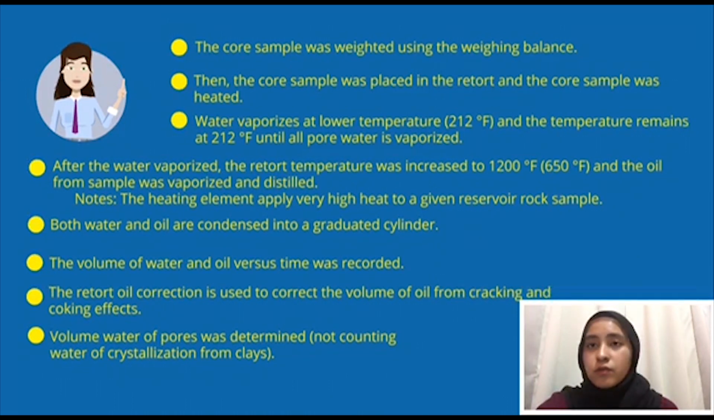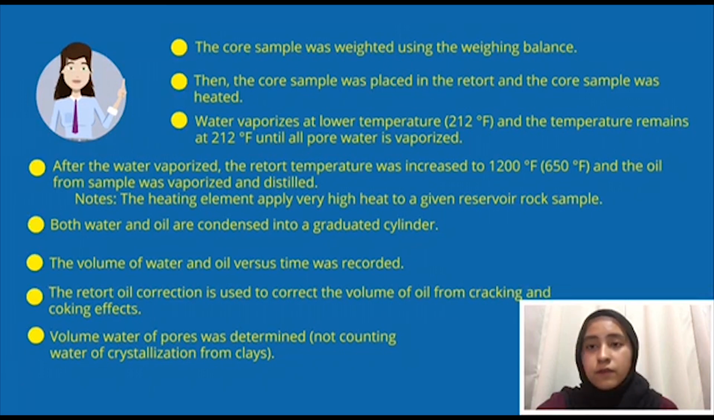Water vaporized at a lower temperature, 212 degrees Fahrenheit, and the temperature remained at 212 degrees Fahrenheit until all pore water is vaporized. After the water vaporized, the retort temperature was increased to 1200 degrees Fahrenheit, and the oil from the sample was vaporized and distilled. Note: the heating element applies very high heat to a given reservoir rock sample, and both water and oil are condensed into a graduated cylinder.